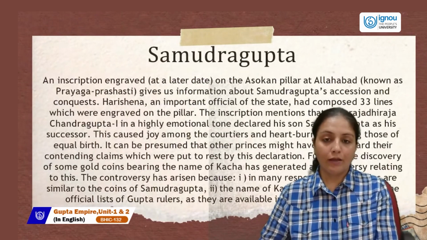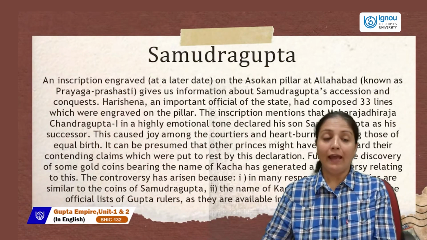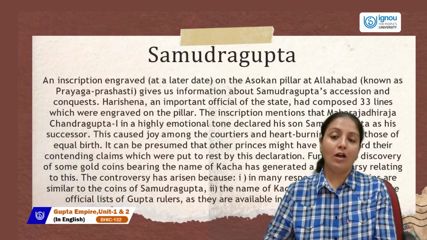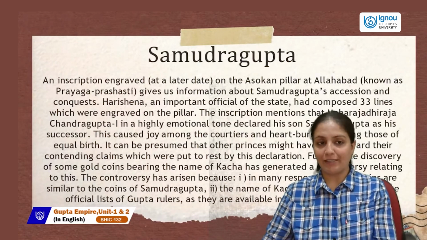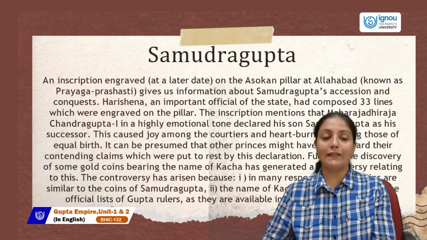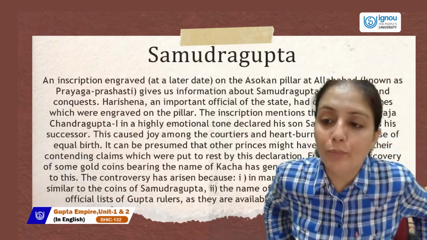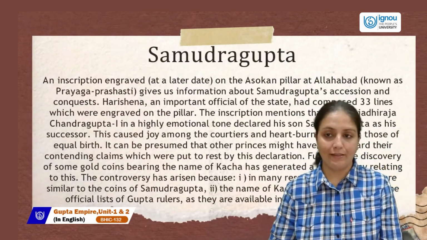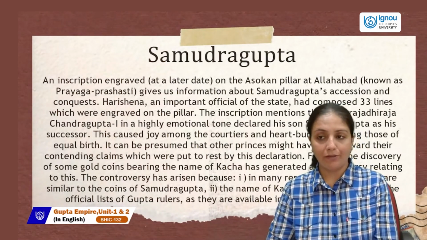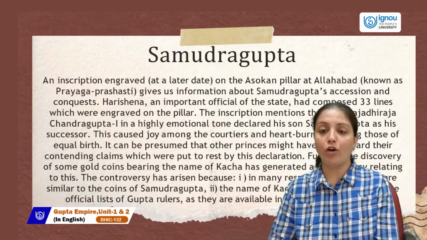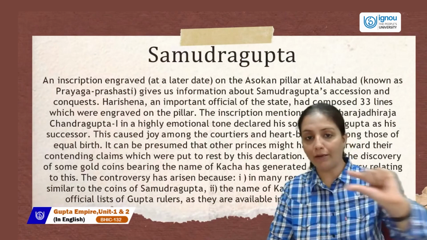Now, Samudragupta. This is a description of the Allahabad pillar, an inscription engraved at a later date on the Ashokan pillar at Allahabad, known as Prayaga Prashasti. I forgot to tell you, it is also known as Prayaga Prashasti. It gives us information about Samudragupta's accession and conquest. Accession means how much territory he conquered at that period. Harisena, an important official of the state, composed 33 lines which were engraved on that pillar.